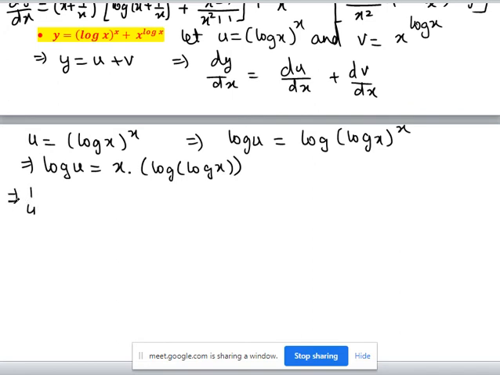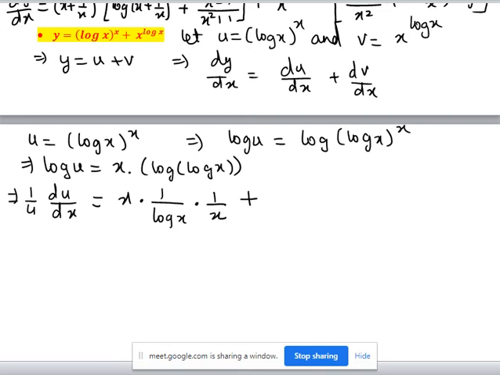We get 1 over u du over dx, and on applying the product rule, if I keep x as it is and differentiate this part, first you will be solving this log, then next log, and then x. So in this order you have to differentiate each. The derivative of log of a certain function will be 1 over that function. So 1 over log x. Then coming to the next part, log x. The derivative of log x will be 1 over x. And then the derivative of x is 1, so no need to write. So done with this part.